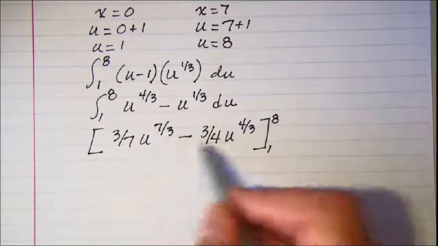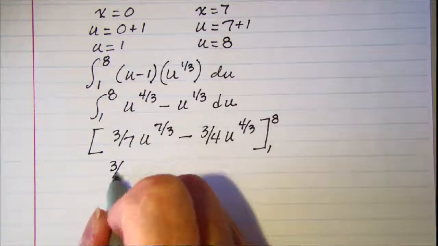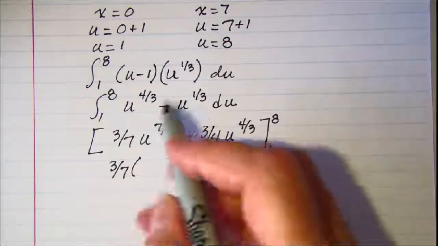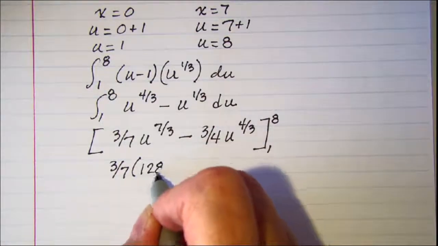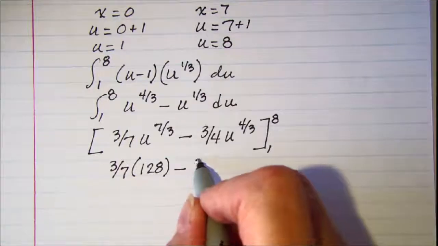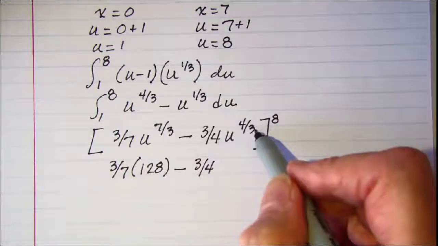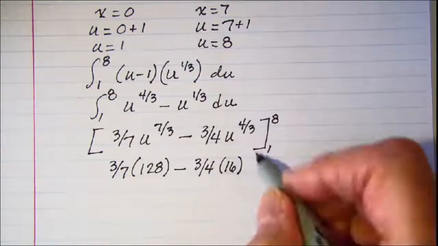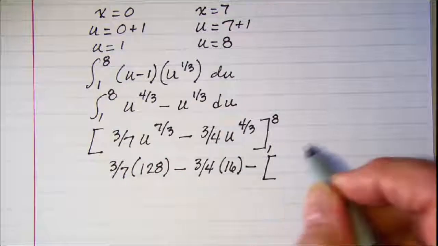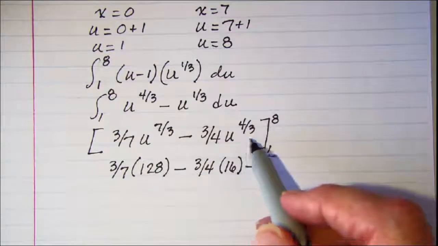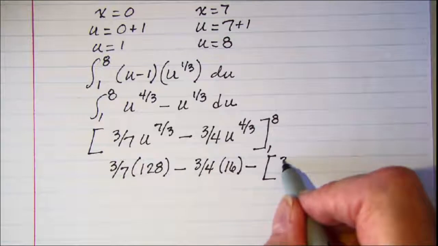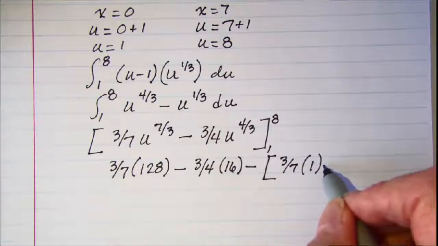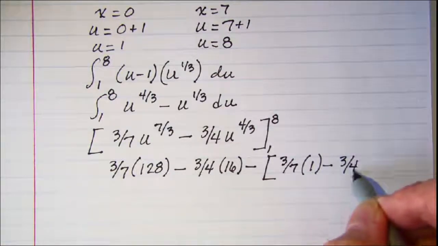When I put 8 in here, I get 3/7 times the cube root of 8 is 2 to the 7th, which is 128, minus 3/4. The cube root of 8 is 2 to the 4th power is 16. Minus, and then I need to sub a 1 into this expression. So I have 3/7 times 1 minus 3/4 times 1.